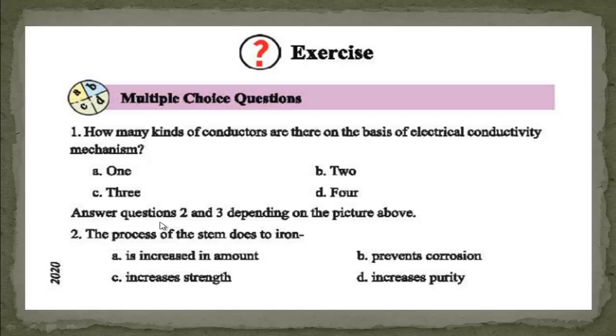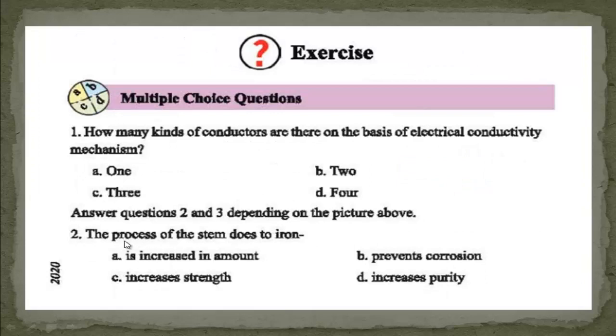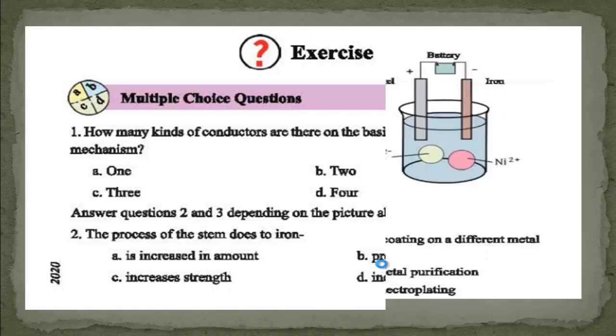Now answer questions number 2 and 3 depending on the picture. Here is that picture. This is actually electroplating, where iron is electroplated with nickel, isn't it? So what is the question? The process of the stem does to iron: is it increased in amount? No. Increases strength? No. Prevents corrosion, increases purity. So the answer will be B, prevents corrosion.